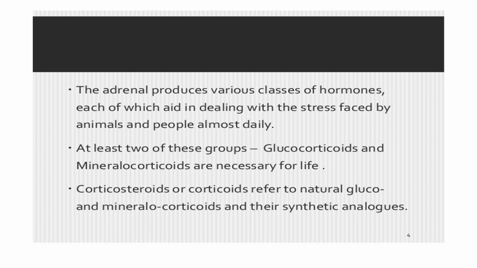Now, we have a gland above our kidney, that is the adrenal gland. These adrenal glands produce various classes of hormones that deal with the stress faced by animals as well as humans. Two groups of hormones released by them are glucocorticoids and mineralocorticoids, which are necessary for life. Today we will be studying glucocorticoids as a whole.